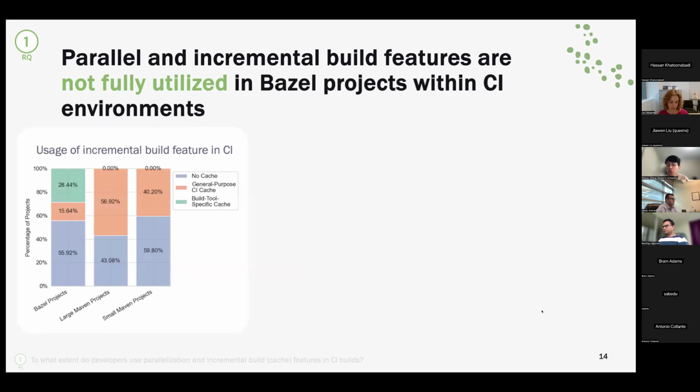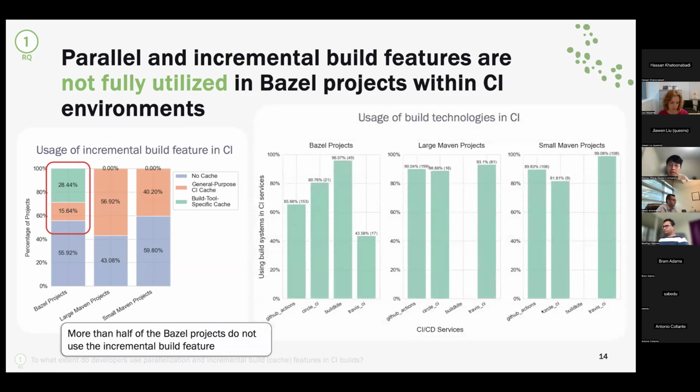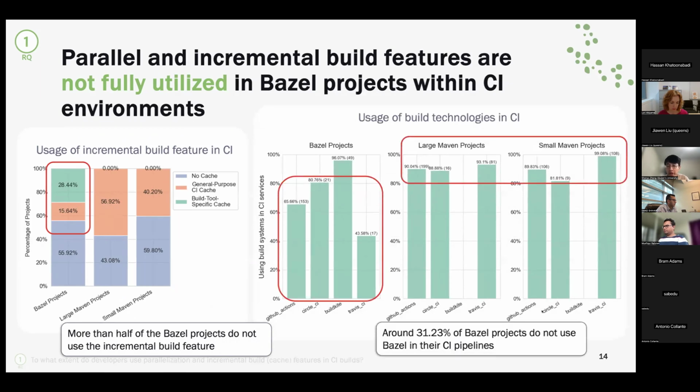Despite the more widespread usage of build performance features in Bazel, these features are still not fully utilized. As shown in the figure, more than half of the Bazel projects do not use the incremental build feature at all, despite Bazel's strong claim to provide strong support for incremental builds. Actually, we found 30% of Bazel projects do not use Bazel at all in CI pipelines, compared to the high usage of Maven in CI pipelines.